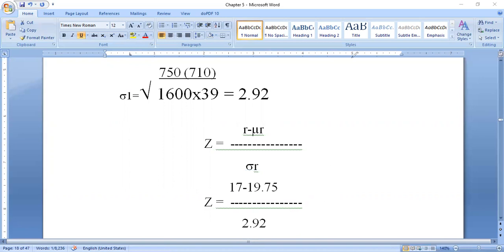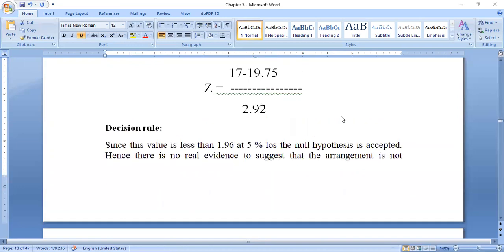the large sample method. Then we need to write a conclusion: since this value is less than 1.96 at 5% LOS, the null hypothesis is accepted. So how much value did we get? The value we got is minus 0.94, minus 0.94. So it is a left tail test.